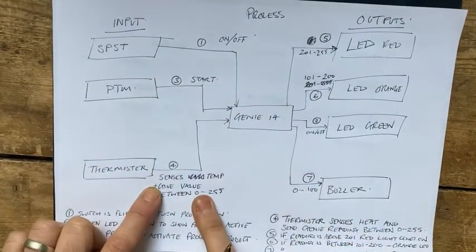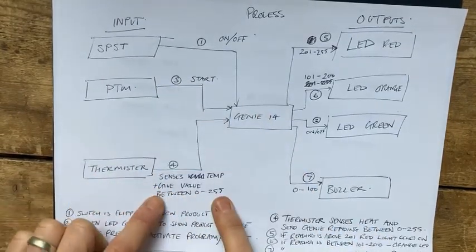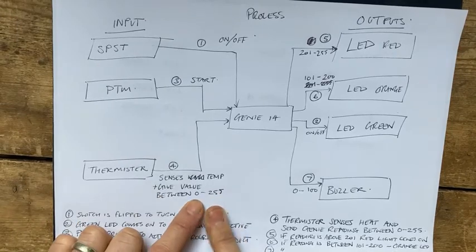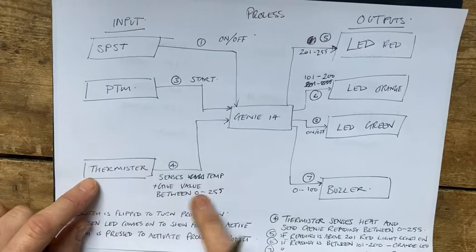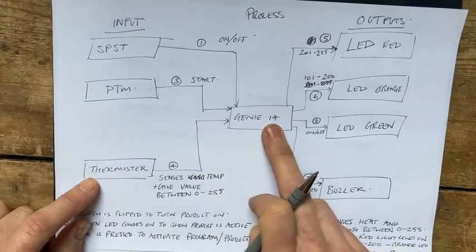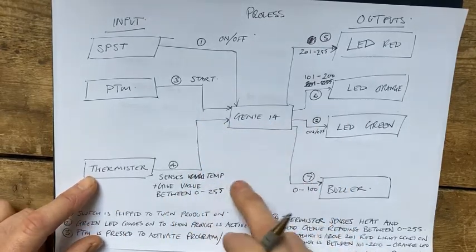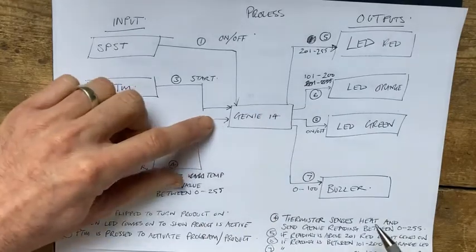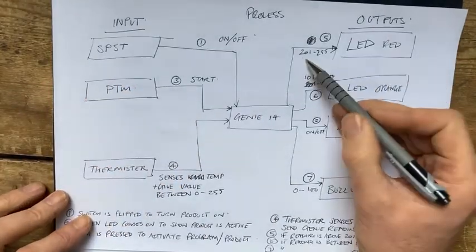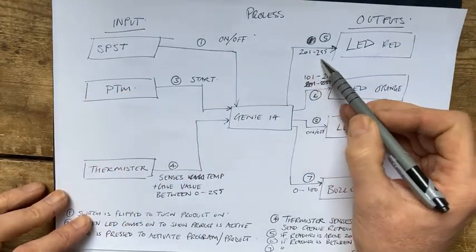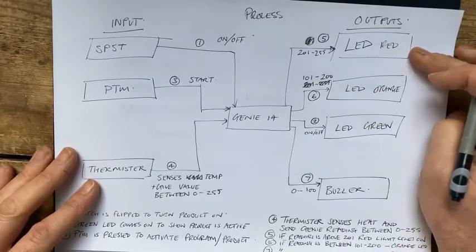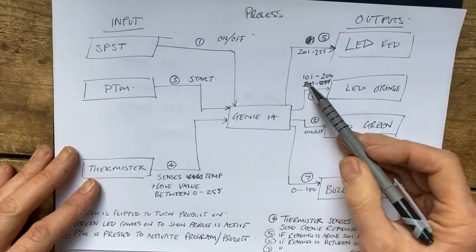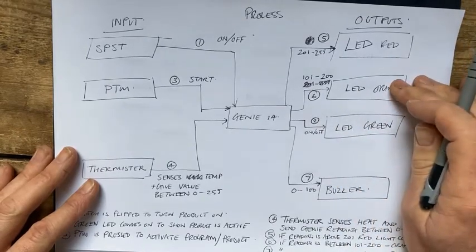And this will give you a value, the thermistor gives you a value between 0 and 255, because that's the analog value, 256 different values. Okay, so it's waiting to receive that value. If it doesn't get a value, nothing will happen. But if it gets a value between 201 to 255, for argument's sake, the red light comes on. If the value is between 101 and 200, the orange light comes on.